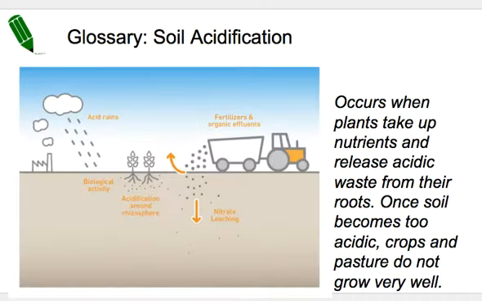So now we're going to look at the other part of land degradation, and that's to do with poor soil health. The health of soil is affected by both soil acidification and low nutrient levels. So let's look at the glossary term for soil acidification. This occurs when plants take up nutrients and they then release acidic waste from their roots. Once the soil becomes too acidic, crops and pastures don't grow very well.